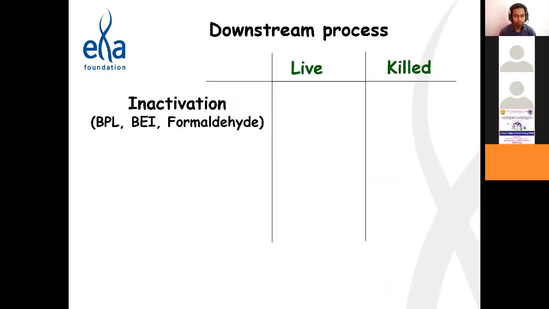Coming to the downstream process in a little more detail. Inactivation: a lot of inactivating agents are available, but the most used are beta propiolactone, binary ethylenimine, and formaldehyde. So BEI and formaldehyde are mostly used for vaccine production. BEI is mostly used for veterinary vaccines, for FMD vaccines. BPL and formaldehyde are used in human vaccines.